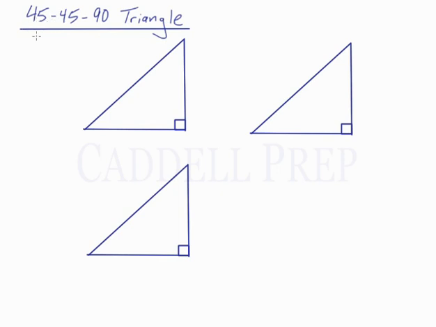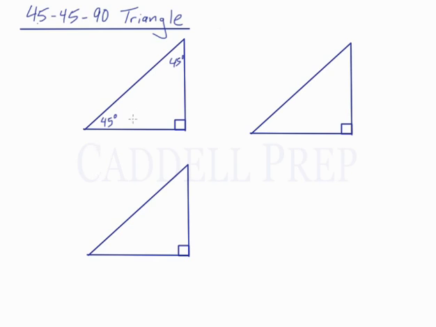In this lesson, we're going to cover 45, 45, 90 triangles. 45, 45, and 90 represent the measures of the angles in the triangle. So we have 45 degrees, 45 degrees, and 90 degrees.